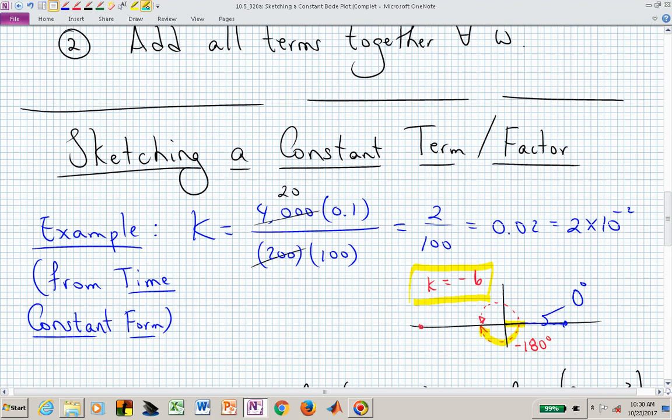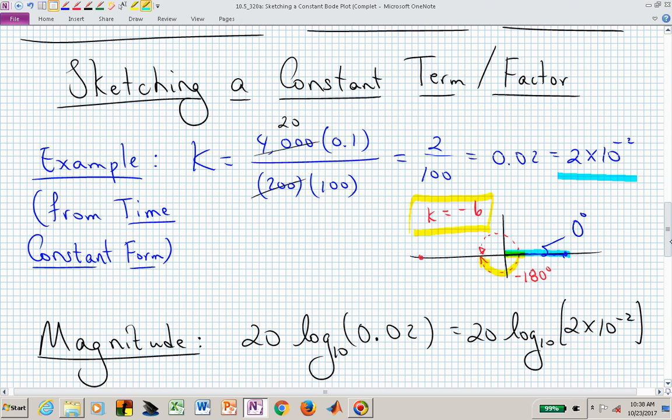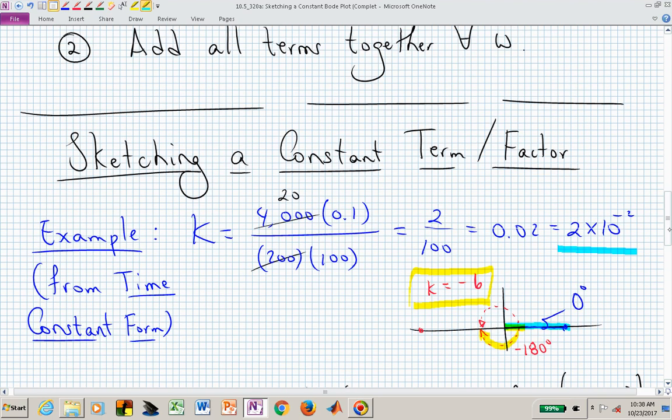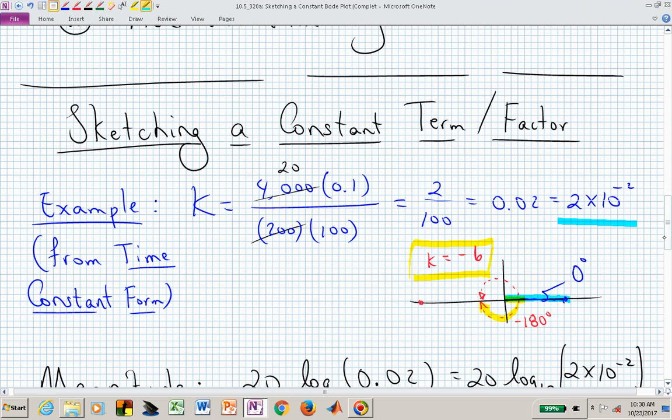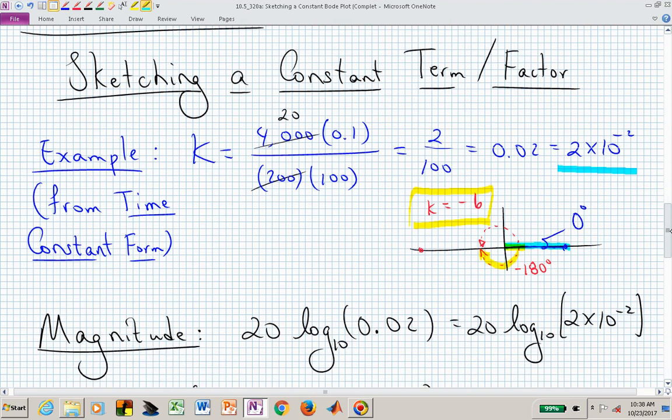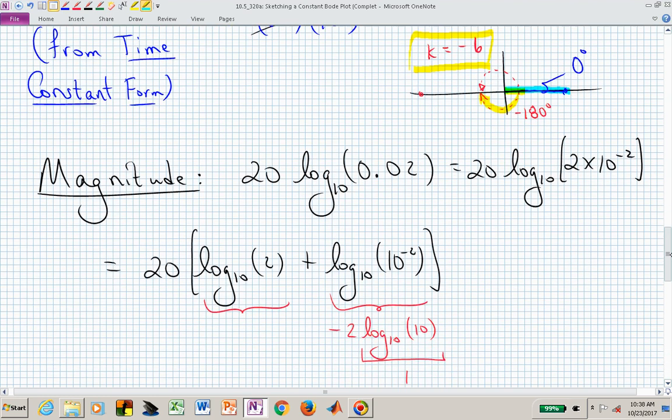For this particular transfer function, we've identified our constant to be 0.02. That has a positive sign associated with it, which means that we are over here with an angle of 0 degrees, and that 0 degrees doesn't have an omega associated with it, so it's 0 degrees for all frequencies. And that particular phase curve, due to this constant, is very easy to sketch. It's just 0 for all frequencies.